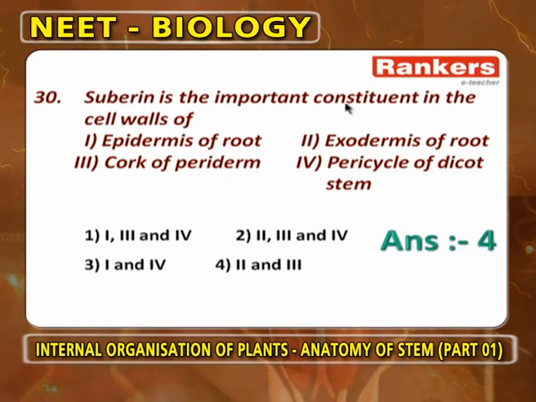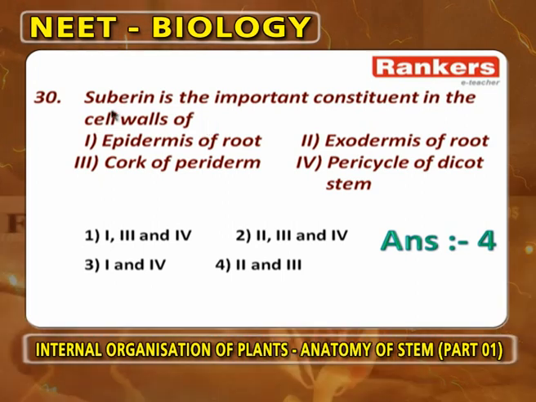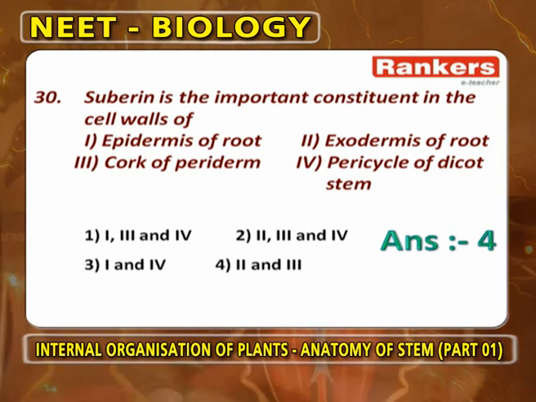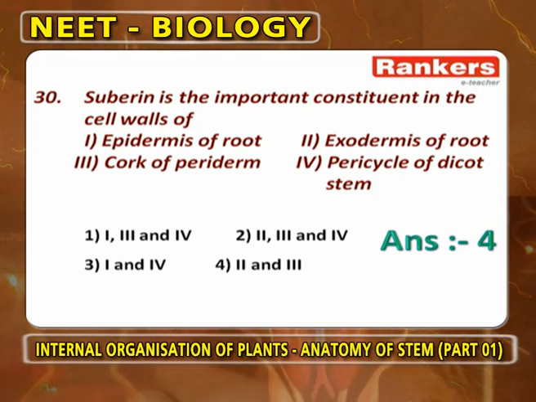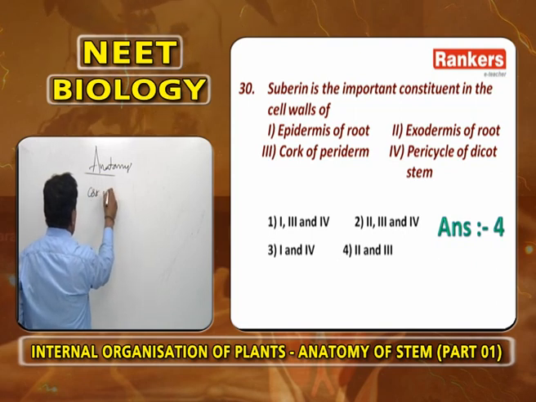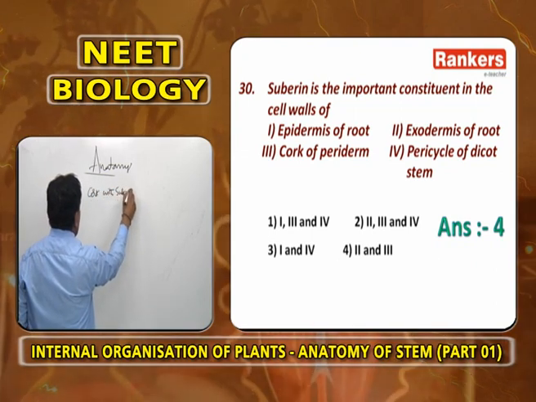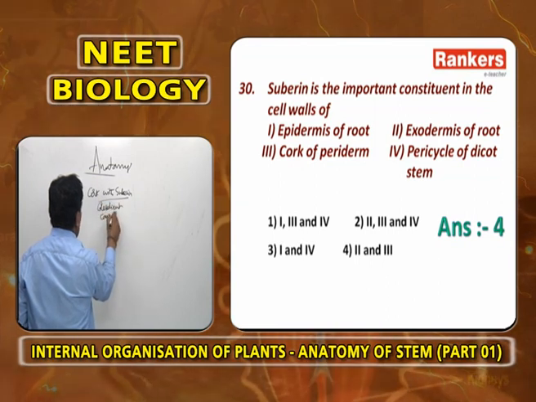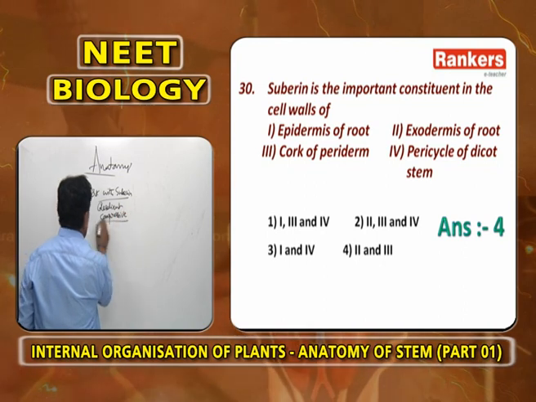Suberin is the important constituent in the cell wall of which? Suberin is absent in epidermis of root. It is found in exodermis of root. It is found in cork of periderm. Cork is deposited with suberin. Cork with suberin becomes resilient, compressive, very light in weight and has thermo-insulating properties.